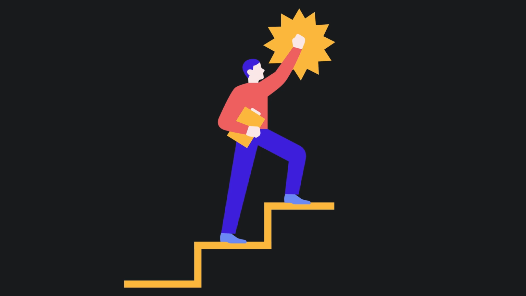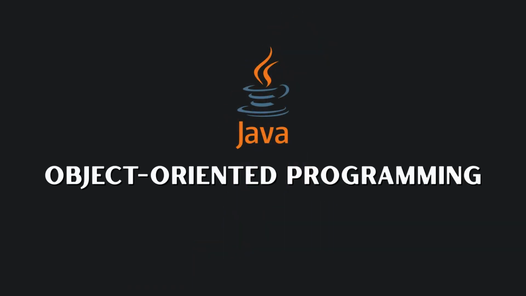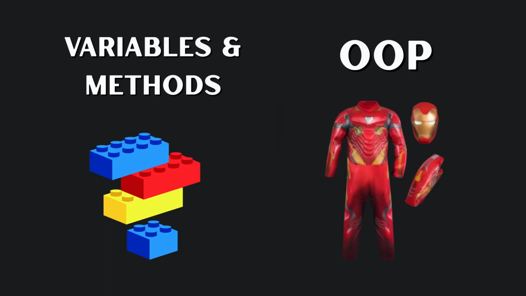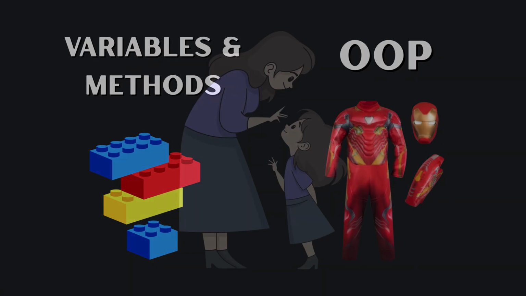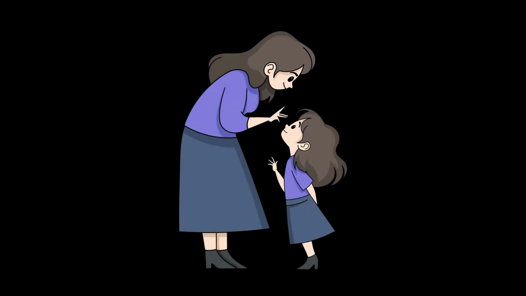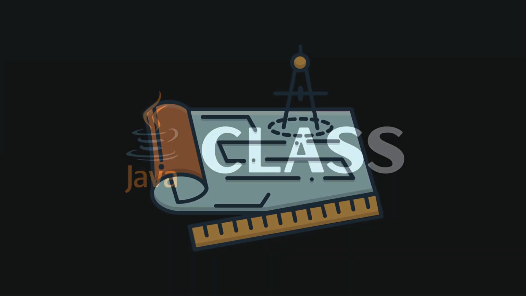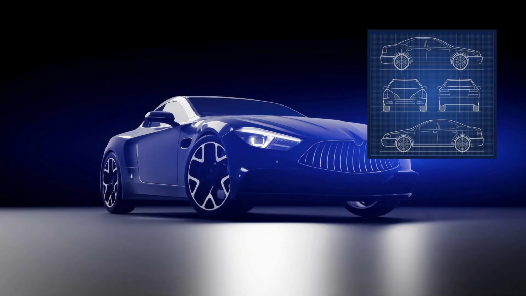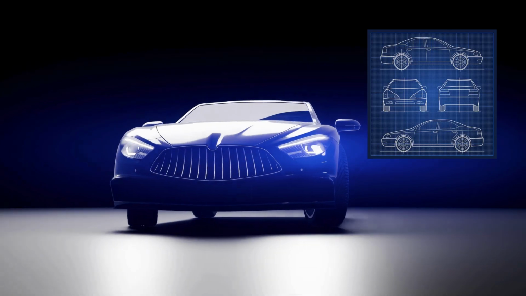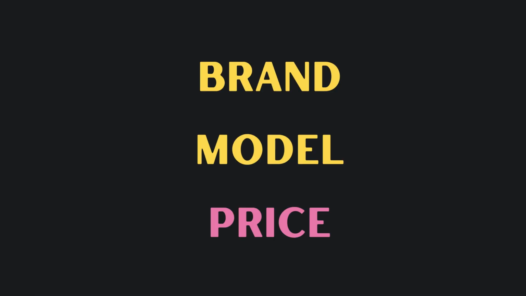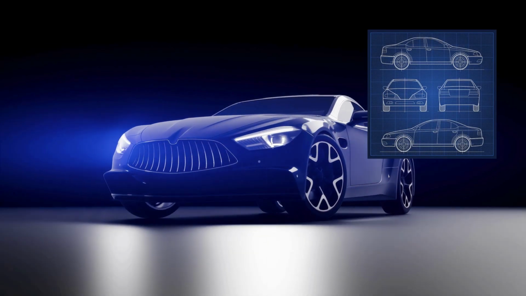Important milestone. We are starting object-oriented programming, or OOP for short. If variables and methods are like building blocks, OOP is the blueprint behind the Ant-Man suit. It tells us how things should be made and how they should behave. So what's a class? A class is like a blueprint. Imagine a car blueprint. It defines what every car should have, like brand, model, price. But the blueprint itself is not a car.